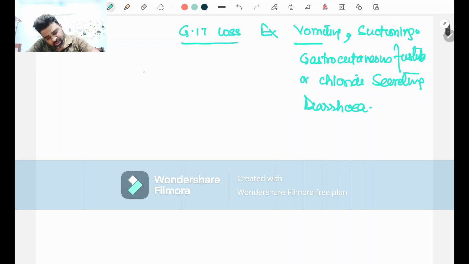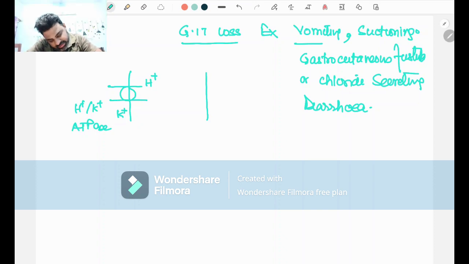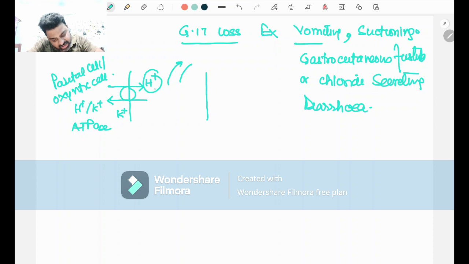Now, in the GIT, if this is your stomach, we have an H plus, K plus ATPase, which secretes H plus inside the lumen and takes K plus inside the cell. This is a parietal cell, also known as oxyntic cell, which we know secretes HCl. So whenever there is vomiting or excessive suctioning, this H plus in the lumen gets combined with Cl to form HCl. We know this HCl is very important for protein digestion.